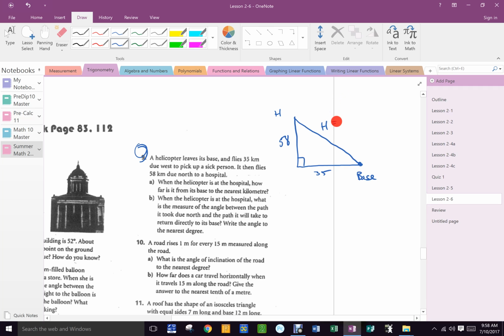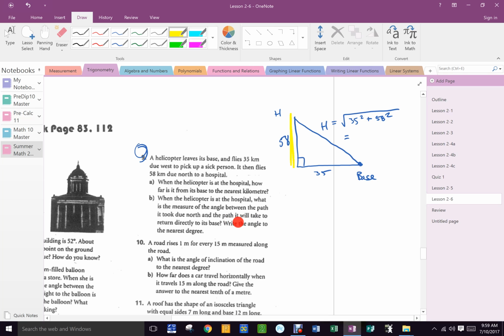So this hypotenuse is the square root of 35 squared, plus or minus here. Plus, because I'm looking for the hypotenuse. 58 squared. And then that's going to give you an answer, whatever it is. You've got the answer on the bottom. I assume you only needed to see this part, right? Okay. When the helicopter's at the hospital, what is the measure of the angle between the path it took north? Where's the path it took north? Is it 58 or 35? The path it took north. That's the 58. Here is the north path.